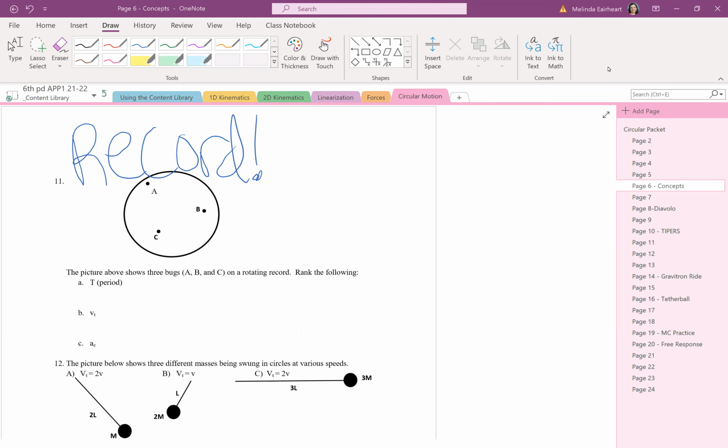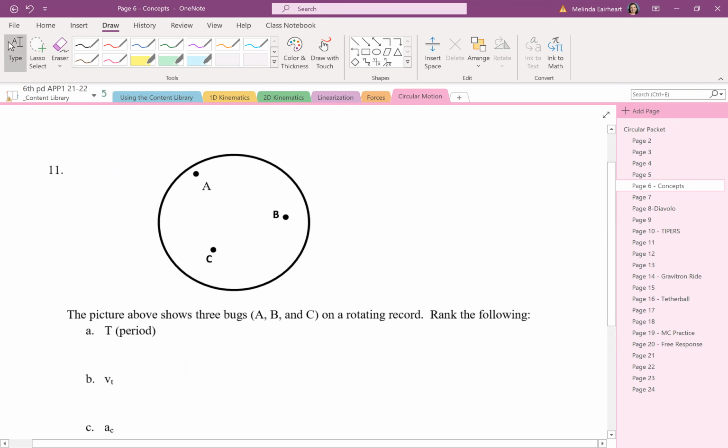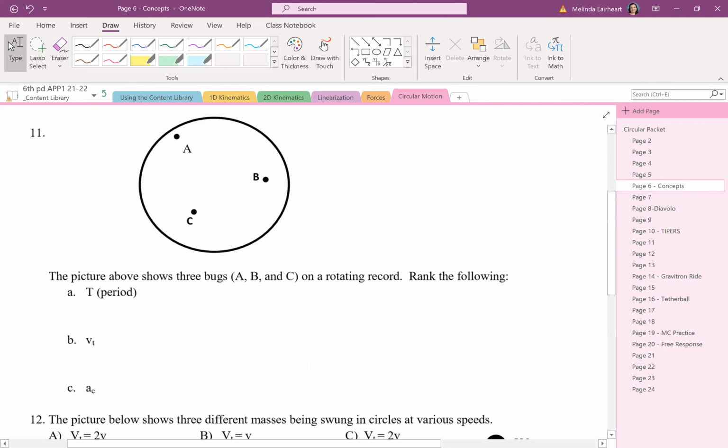Okay, so page 6 ready. We got some concepts. Now we'll still do just basic math. If I double this, what happens to that? But I don't think we need our calculator necessarily for this first one. So we've got number 11 here on page 6. We've got 3 bugs on a record player, on a rotating record.